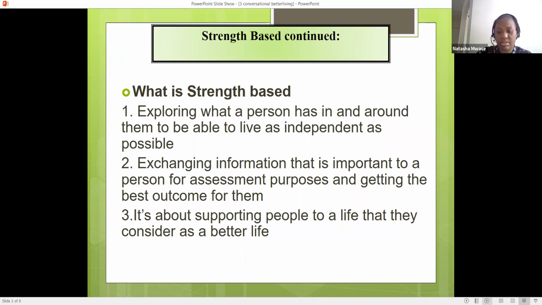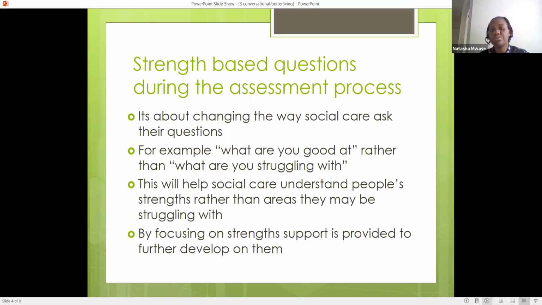The more traditional way of assessment would look at what the needs are rather than what the person's strengths are. So this is about changing the way that social care asks its questions. Within our assessments, we're looking more at asking questions like, what are you good at, rather than, what are you struggling with? Questions like, what are you good at, help us look at the strengths that a person has.